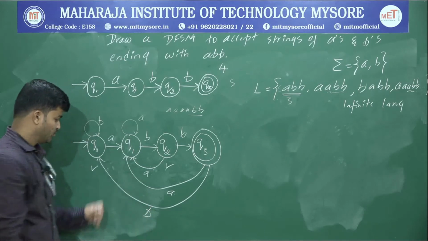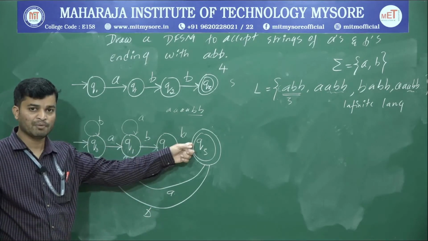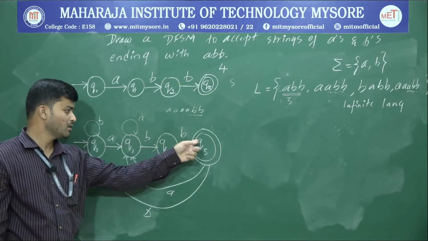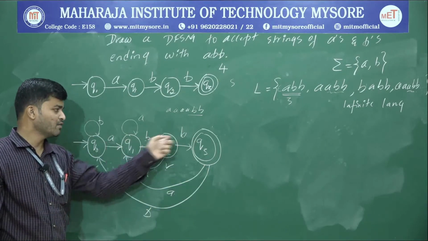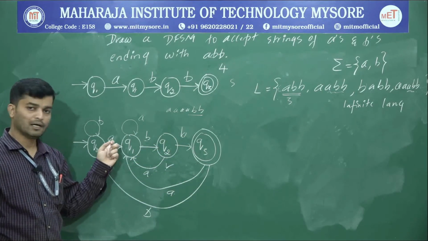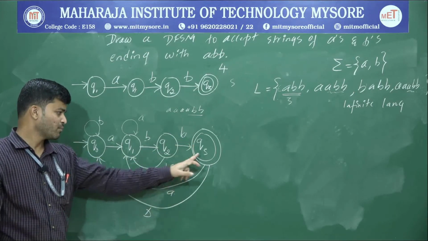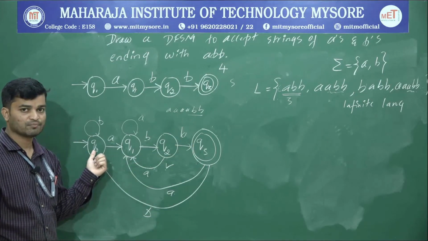Okay, B. So before going to the accepting state, it's going to accept A, B, B, so ending with A, B, B. Then what about B? Again, it will end with A, B, B. If I come one more time with B, again it will end with A, B, B. Therefore, connecting B from Q3 to Q0 is a valid option.